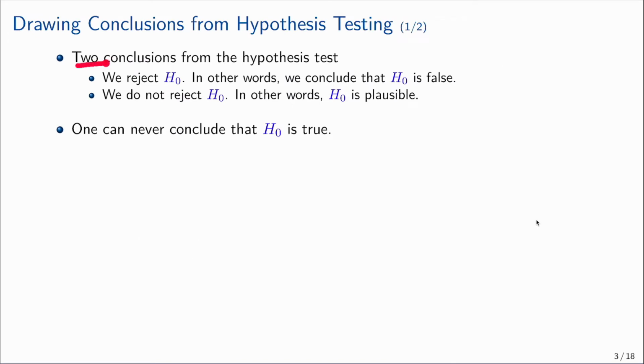We have two possible conclusions from the hypothesis test. Either we reject the null hypothesis, in other words, we conclude that the null hypothesis is false and therefore the alternative hypothesis is true, or we do not reject the null hypothesis. In other words, we conclude that the null hypothesis is plausible, and in this case we cannot conclude that H1, the alternative hypothesis, is true. In either case, we can never conclude that the null hypothesis is true.